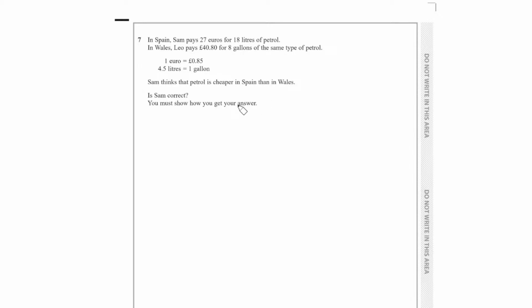Okay, question 7, we've got some conversions here. In Spain, Sam pays €27 for 18 litres of petrol. In Wales, Leo pays £40.80 for 8 gallons of the same type of petrol. Obviously, they've given you the conversions, right? You don't need to memorize the exchange rates at this point. They'll give it to you, okay? And also litres to gallons, because we've got metric and imperial, they'll give you that. So you don't need to know any of those. Sam thinks that petrol is cheaper in Spain than in Wales. Is Sam correct? So we just need to work it out.